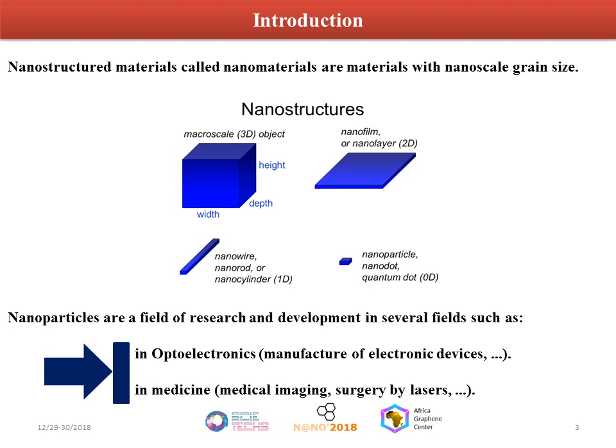We call nanomaterials those with nanoscale grain size. When the size or dimension of a material is continuously reduced from a macroscopic size to a very small size, the properties remain the same at first, then a small change begins to occur. In this way, we form a new structure of materials, so-called nanostructures or nanomaterials, and we are more interested in thin films or nanolayers, 2D.